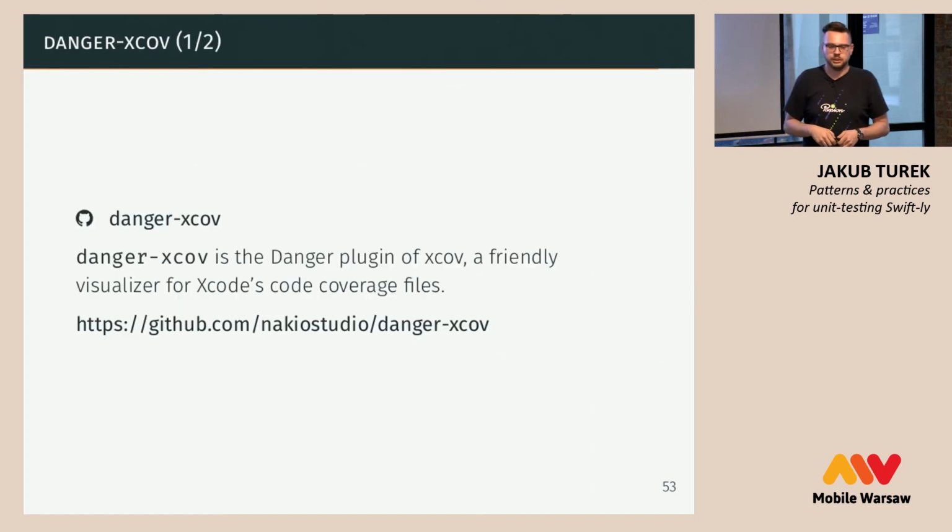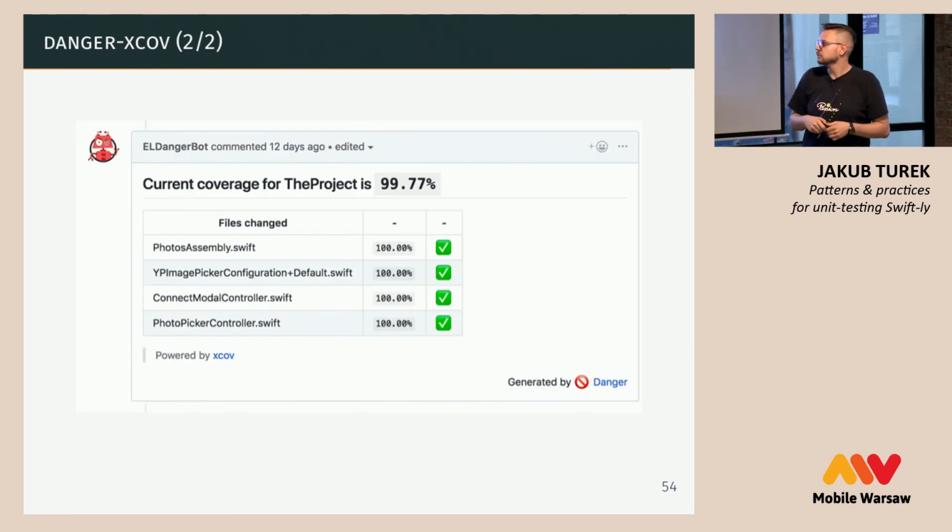There is a cool Danger plugin called Danger Xcov. It bridges Danger together with the built-in tool of Xcode, which actually measures the coverage. And if you download that and you import that to your project, then the output of that is just a simple comment outlining you all the files that have been changed with the code coverage in here, like in the output.